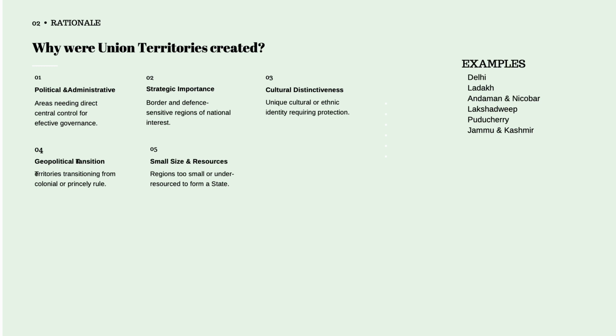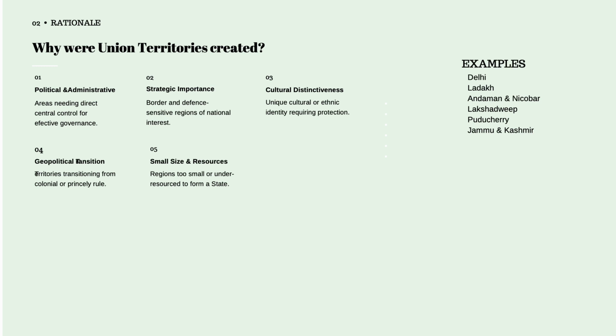Fourth, geopolitical transition: territories transitioning from colonial or princely rule. We talked about Lakshadweep, right? We talked about Puducherry, the official language still being French for Puducherry, and so geopolitical transition. Fifth, small size and resources. Like I mentioned, in Andaman and Nicobar Islands the population is a little too small for them to have their own legislative assembly and so forth. Okay, so these are the 5 reasons that you can use in your mains examination in case they ask you why union territories were created. Examples: Delhi, Ladakh, and so forth.